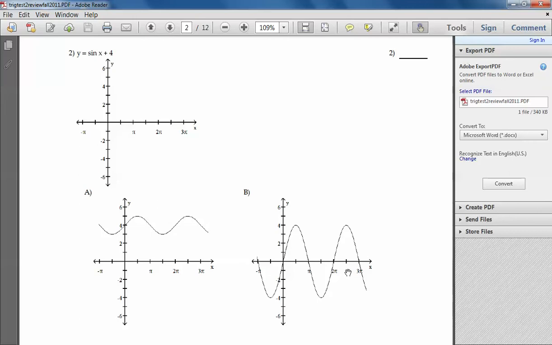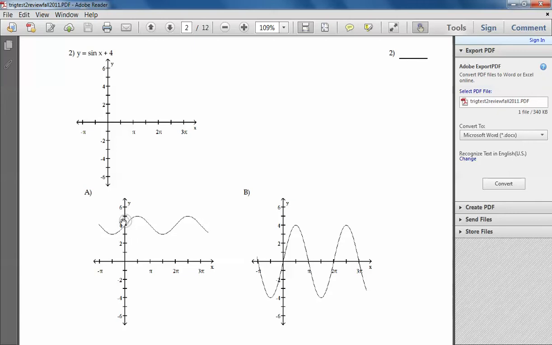Alright, number 2, y equals sine of x plus 4. So if we know what the sine of x curve looks like, the plus 4 right here, that's going to shift the graph 4 units up. Okay, so this first graph is shifted 4 units up.